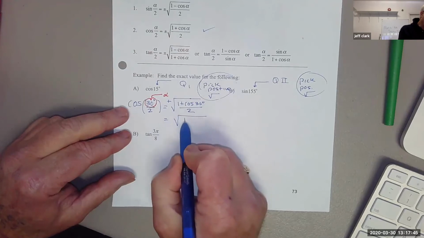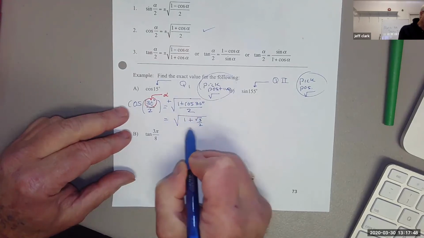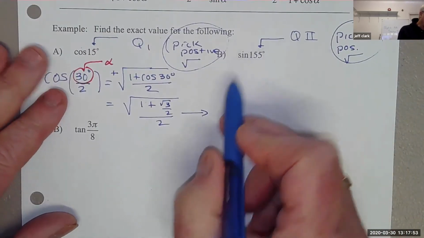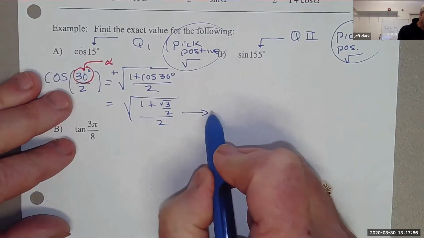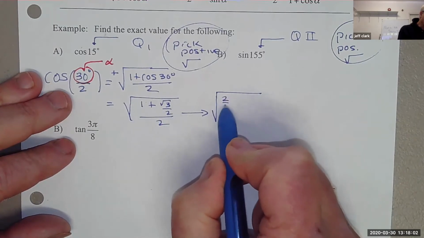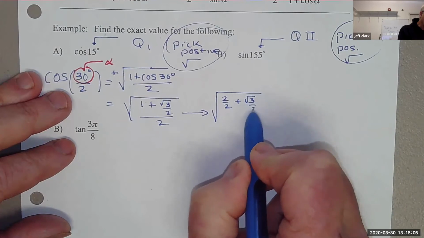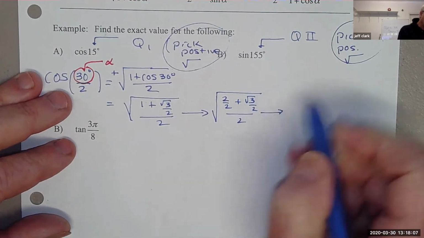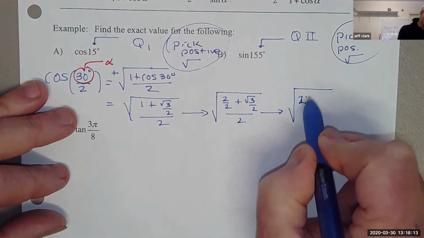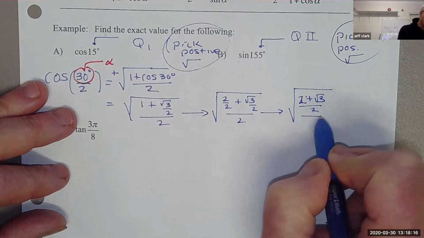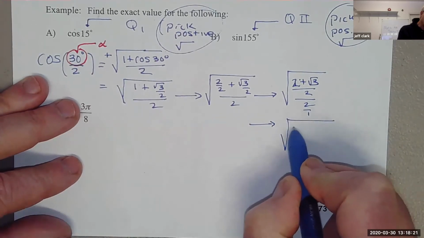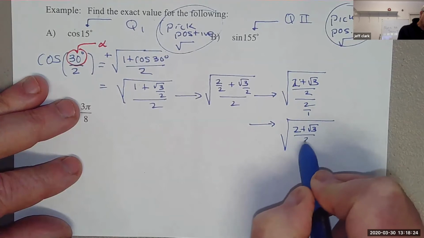Square root, okay, 1 plus, that's root 3 over 2, divided by 2. And now we've got a crazy fraction, so simplify that. Common denominator 2. So that's 2 over 2 plus root 3 over 2, divided by 2. I need to push that together as 2 plus root 3 all over 2, divided by 2. Okay, that's the same as 2 plus root 3 all over 2 times.